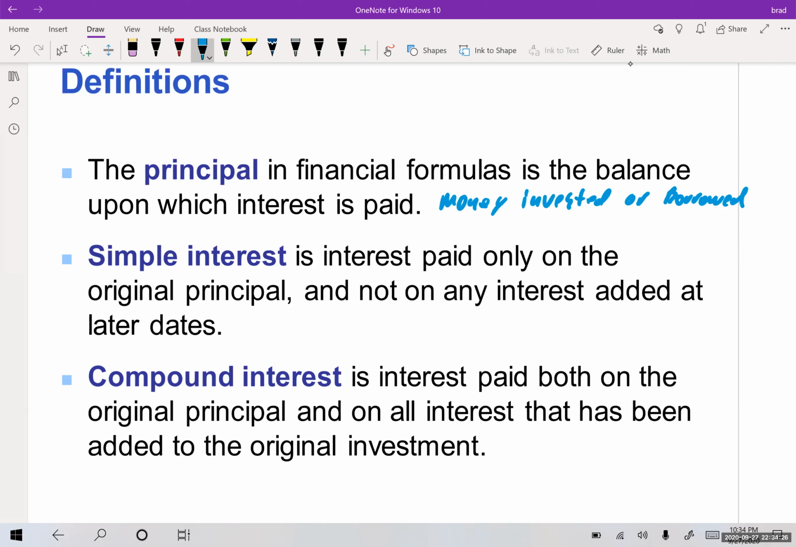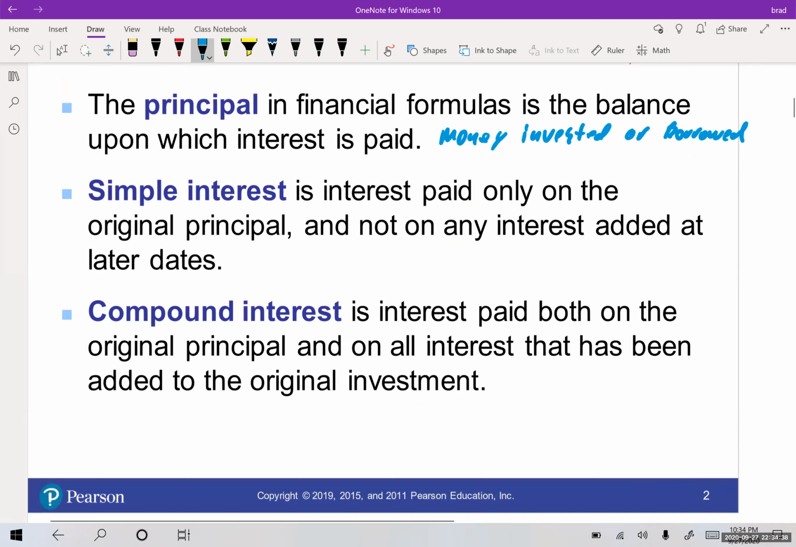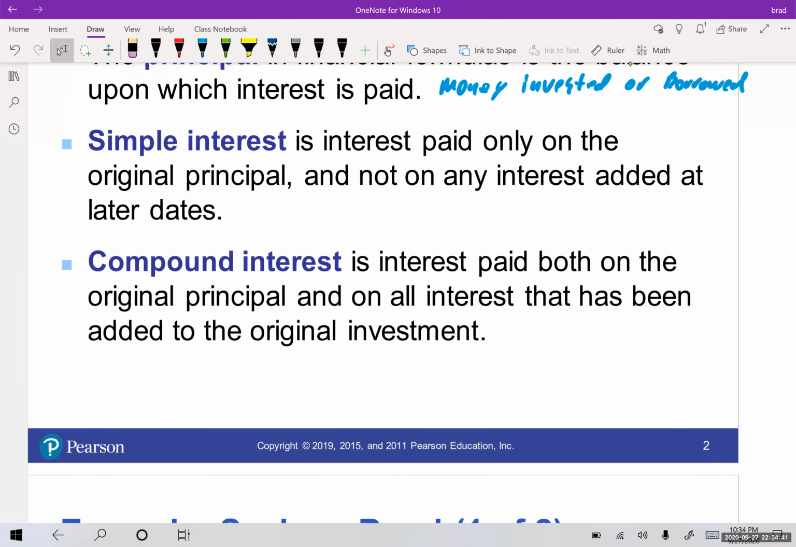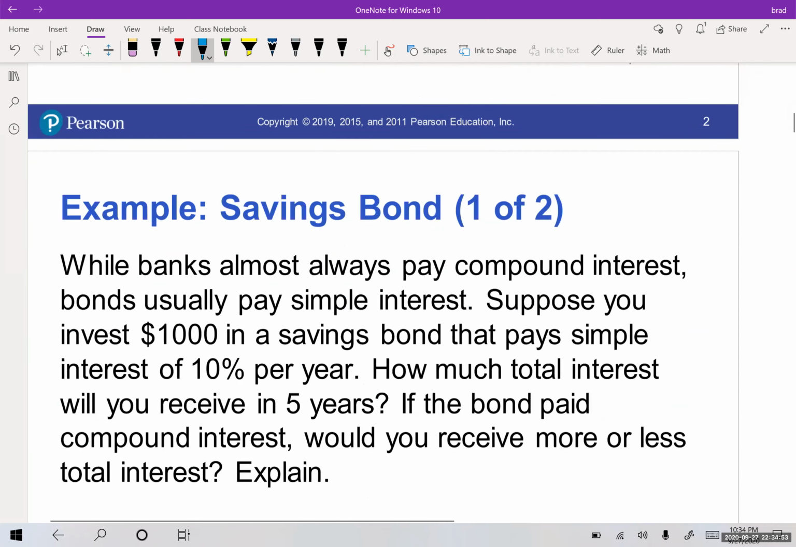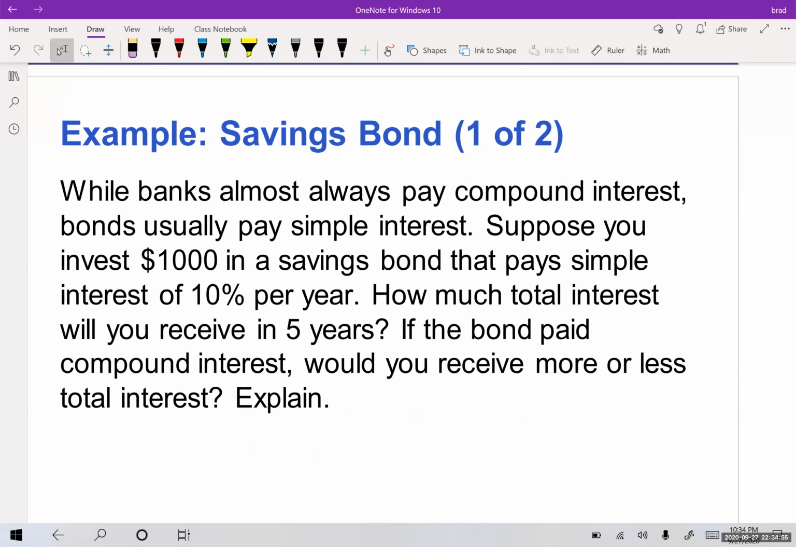Simple interest is interest paid only on the original principal and not on any interest added on later dates. Compound interest is interest paid both on the original principal and on all interest that has been added to the original investment. So simple interest is the more basic one, and compound is a little more interesting of a problem. I'll first talk to you guys about simple interest, and then we'll go from there.